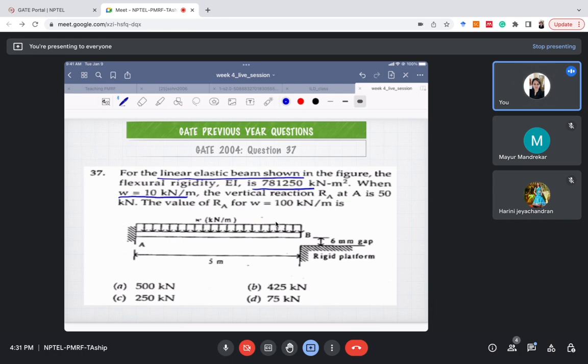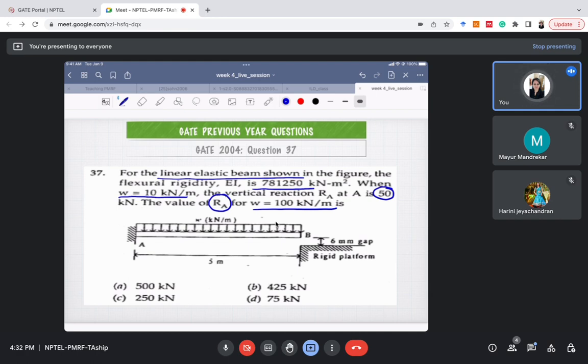50 kilonewton. So RA is 50 kilonewton when W was 10 kilonewton per meter. Now we want to know the value of RA when W is 100 kilonewton per meter. One could simply say that if the vertical reaction is 50 kilonewton when W is 10, then when W is 100, RA should be 500 kilonewton, right?